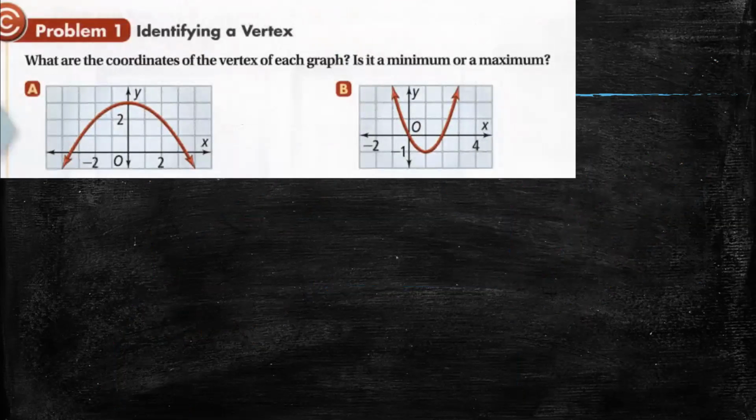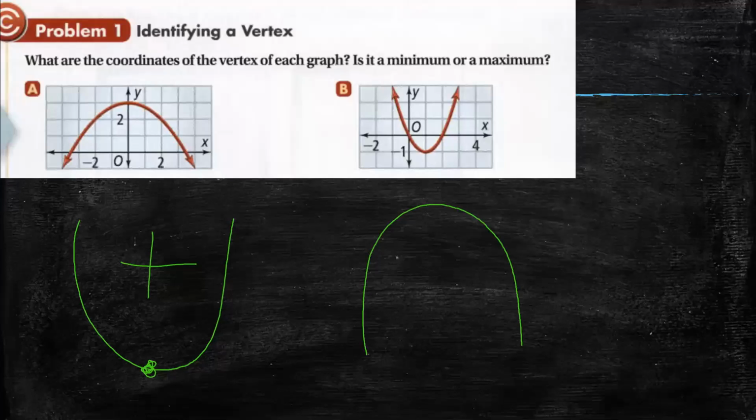So I will draw them here like this. Positive a, it opens upward, so we have the vertex here at the lowest point. If the U goes downward, that means a is negative, and the vertex here is the highest point. Is it clear? Yes, teacher. I'm kind of confused at this one.